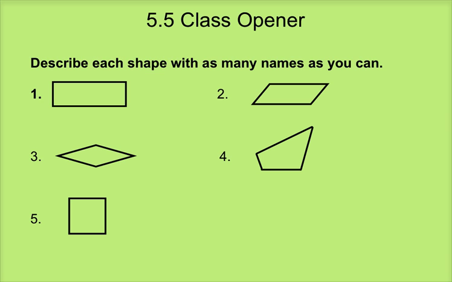Your class opener: describe each shape with as many names as you can. Some of these will have several names that you could apply to them. One thing the picture doesn't show is that if something looks like a right angle, assume that it's a right angle.